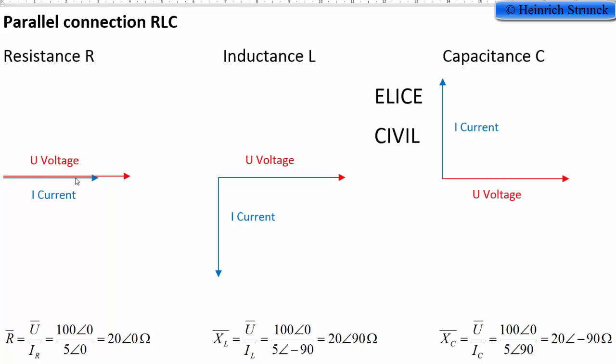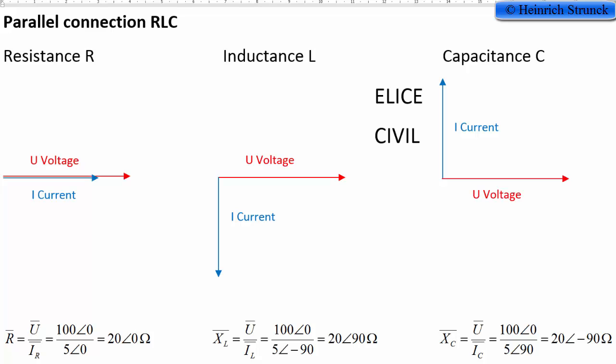So we can have a vector diagram where we have the voltage for the basis, and the current for the resistor this way, the current for the inductor going this way, and the current for the capacitor going this way. And we can move these vectors freely, they just keep the length and the direction. So the current for the inductor we can place out here, and also the current for the capacitor we can place out here, and we can then add the currents together and get the total current.